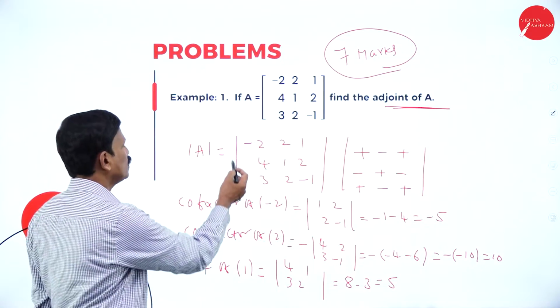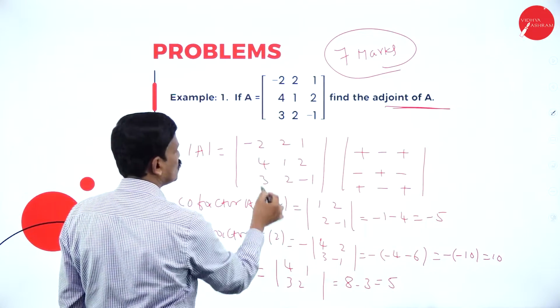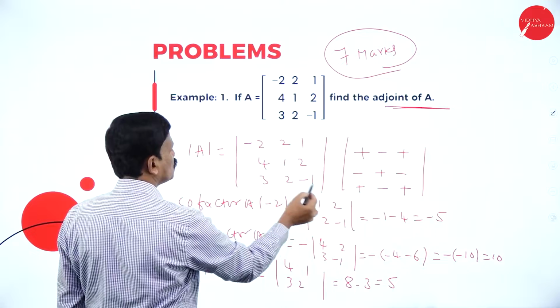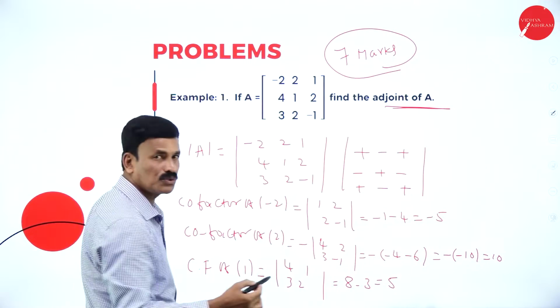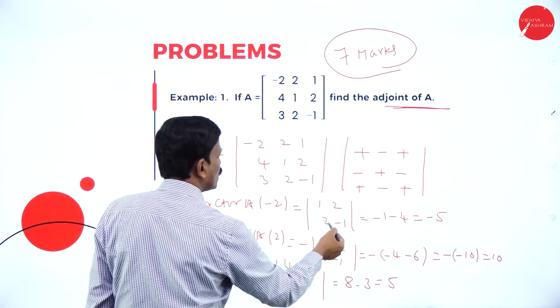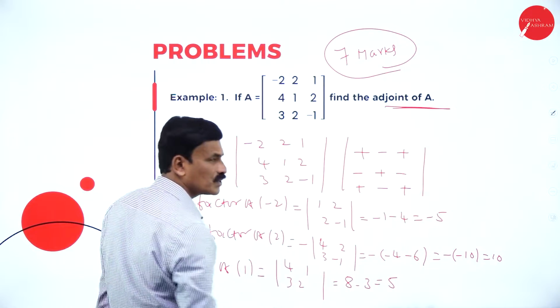Now take the first element, the cofactor of minus 2. Delete this row and column containing 2. What is left over is 1, 2, 2, minus 1. Simplify. Expand the 2 rows, 2 columns determinant. Minus 1, minus 2 times 2 is 4. Minus 1, minus 4 is minus 5.